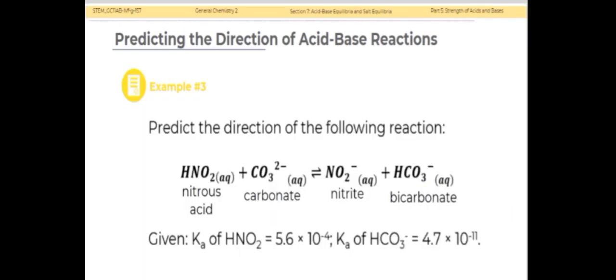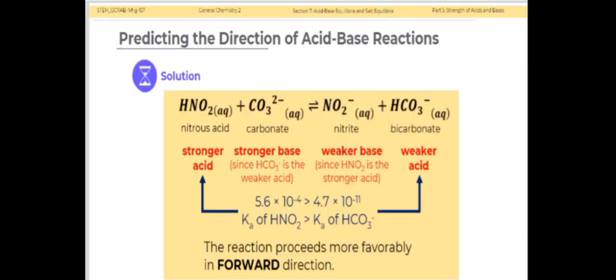backward direction. Example 3. Predict the direction of the following reaction given the Ka values of the acids. Solution: Ka of nitrous acid is higher than that of bicarbonate ion, suggesting that nitrous acid is stronger than bicarbonate ion. Being the stronger acid, nitrous acid must have the weaker conjugate base, which is nitrite ion. Bicarbonate ion, the weaker acid, must have the stronger base, which is carbonate ion. Since the stronger acid and the stronger base are on the reactant side, the reaction proceeds more favorably in the forward direction.